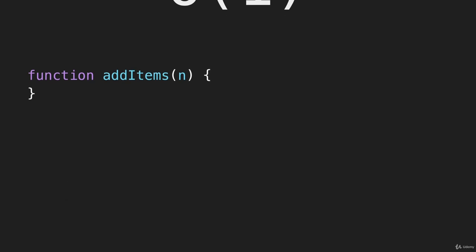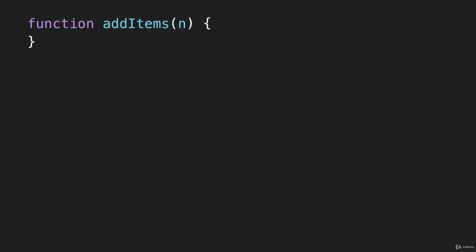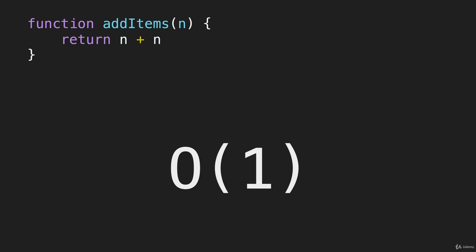So our next big O notation is O of 1. Let's start out with some code here. We have a function called add items, and all we're going to do is return n plus n. There's only one operation here, and that's the addition. So it doesn't matter if n is 1 or n is 1,000,000, the number of operations is going to be 1, and that is O of 1.